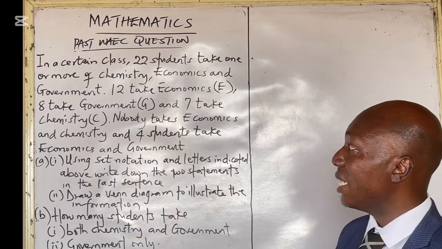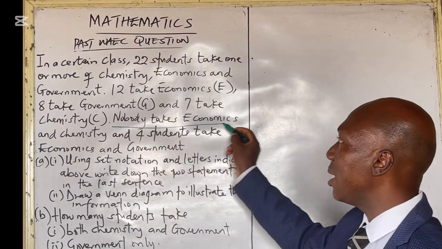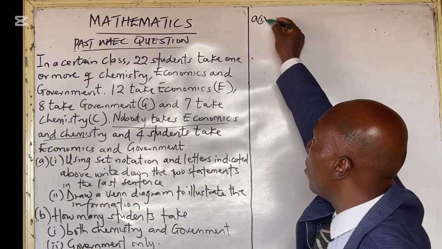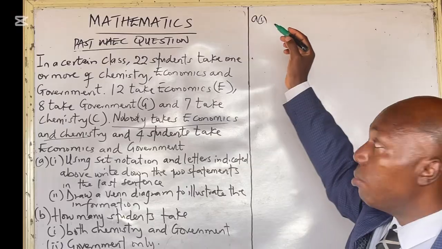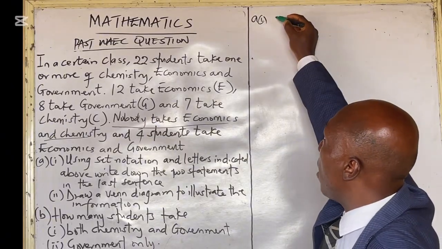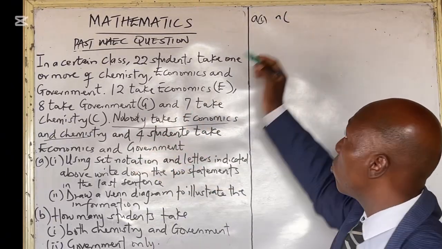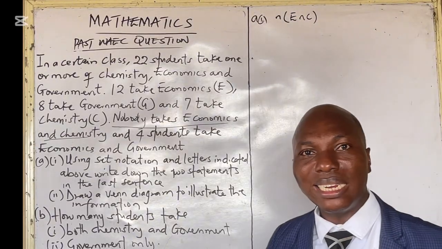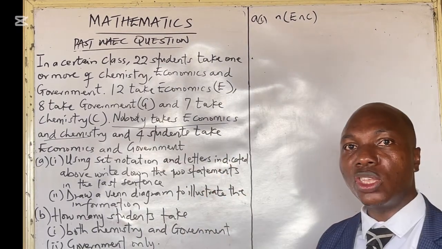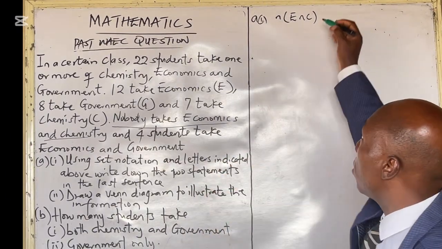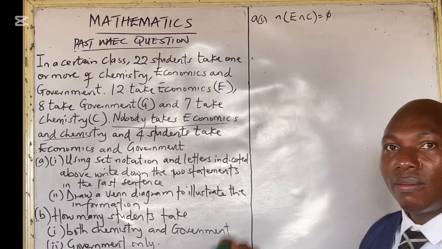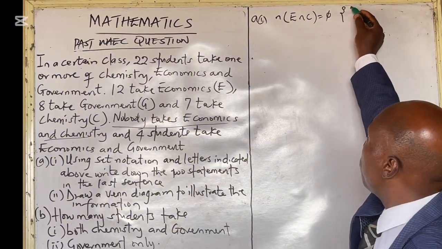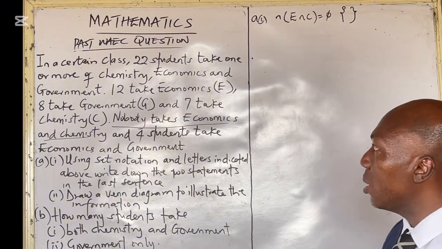The two statements in the last sentence are: nobody takes economics and chemistry. Let's take the first one, A, Roman figure 1. Nobody takes economics and chemistry means the number of economics and chemistry, which is economics intersection chemistry. Anytime you see "and", it means intersection. Anytime you see "or", it means union. So nobody means it is a null set, an empty set. So that is for 1.